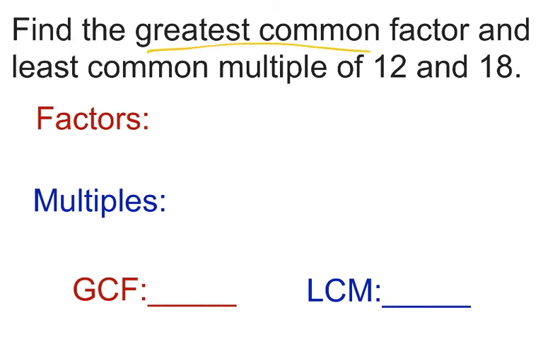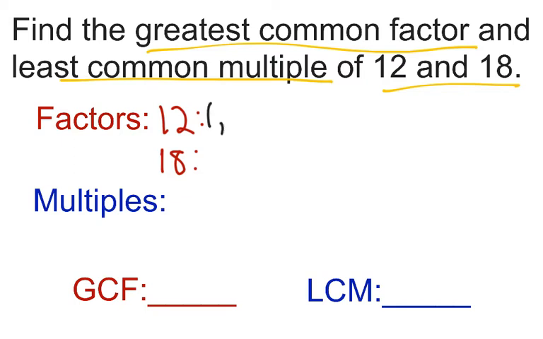In our first example, we can see that it tells us to find the greatest common factor and least common multiple of 12 and 18. First let's start with factors, and we can do this by listing the factors of 12 and the factors of 18. I'm putting these in different colors just to make sure that you don't get them mixed up. So we'll first start with finding the greatest common factor.